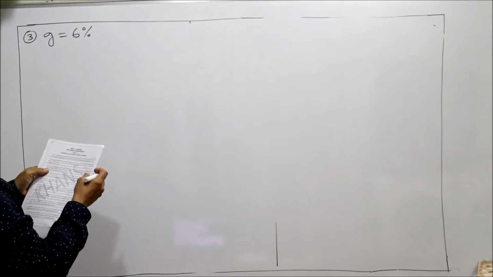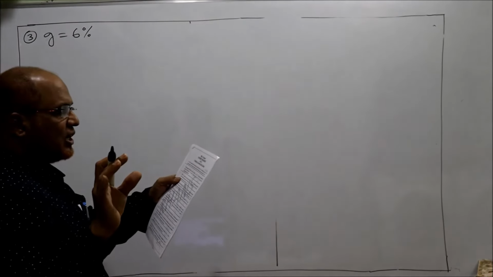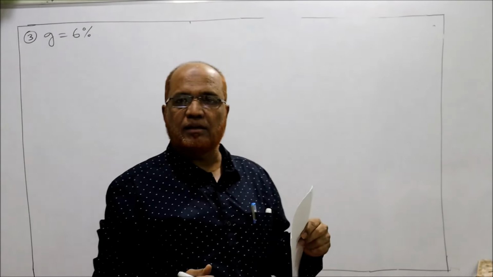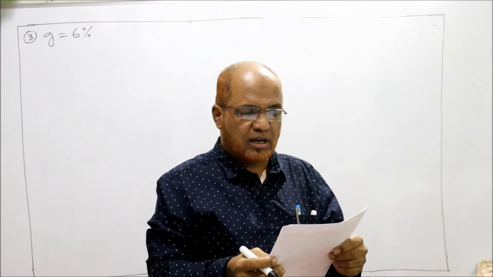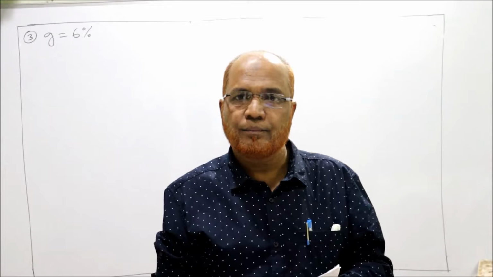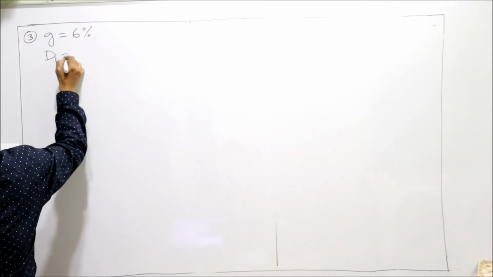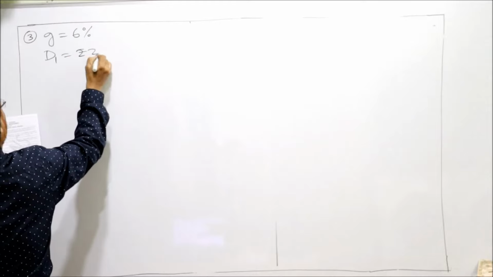The dividend expected on the company's equity share a year hence. A year hence means 1 year later. So 1 year later the dividend could be 2 rupees. This is the dividend, so D1. D1 is equal to rupees 2.